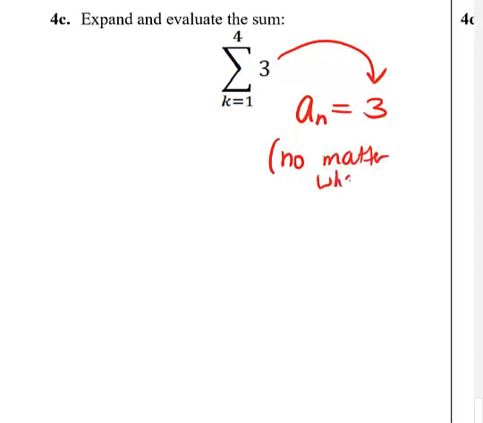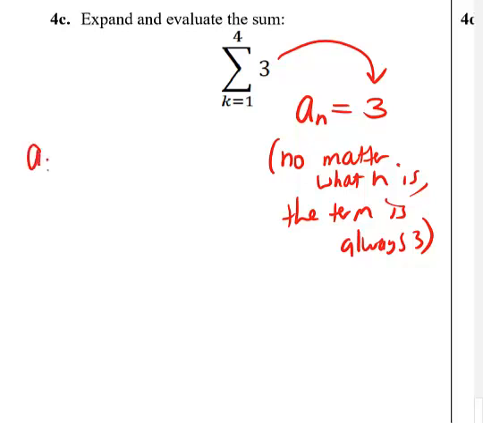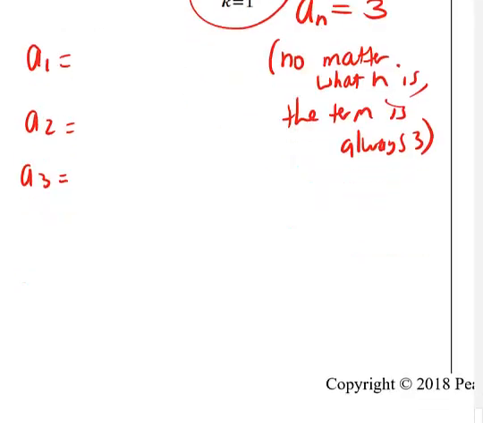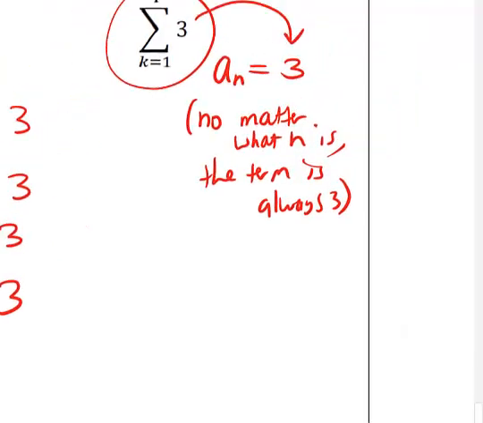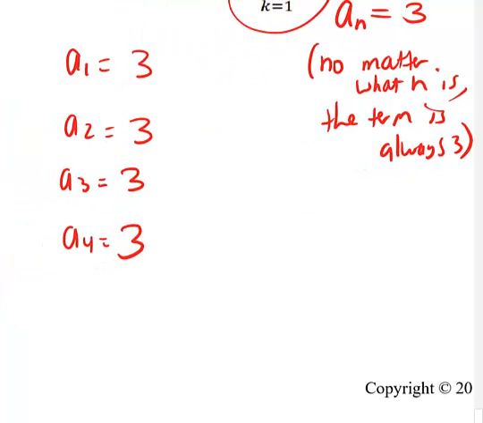No matter what n is, it could be 1, it could be 2, it could be 3, on and on, the term is always 3, which kind of weirds me out, but what are you going to do? So if they're saying they want us to find the first 4 terms and add them together: A1, A2, A3, A4. But these terms don't depend on n, so they're all 3. That's what this is saying. Because the general term here is just 3 no matter what. There's no n involved. So they're all 3.